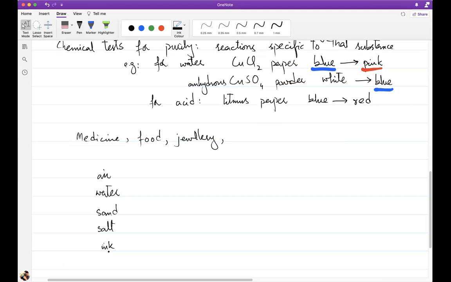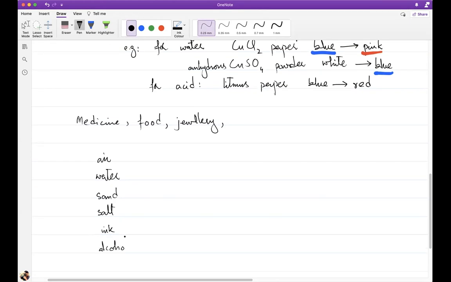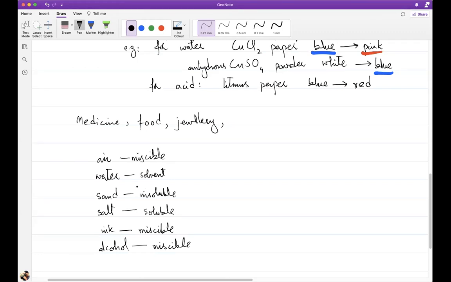But why exactly do we pick these examples? These substances are not important. What's important is what they show. So alcohol. Why? Because mixtures are categorized based on their behavior. Water is selected because it's a very common solvent. Sand is selected because it's a very common insoluble thing. Table salt is selected because it's a soluble thing. Alcohol is selected because it is a miscible thing. Ink, because it is made from miscible particles. Air, again, because it's made from miscible substances.